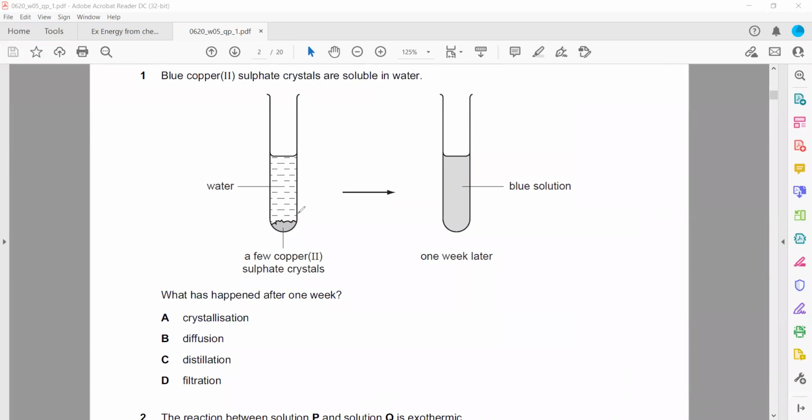Which are soluble, we leave it, and this is what happened after 1 week. So this is actually a picture after 1 week. So evaporation does not happen here. So if evaporation does not happen, what happened to the crystal? The crystals dissolve and they diffuse. That's why the whole solution turned blue. In that case, B is the right answer. Is it clear?